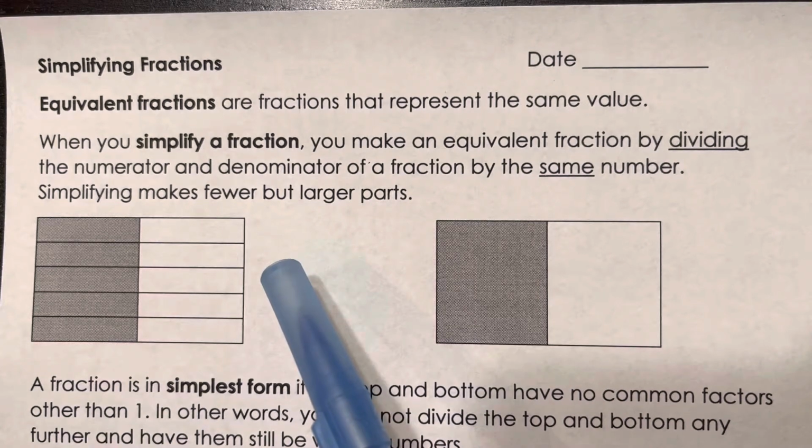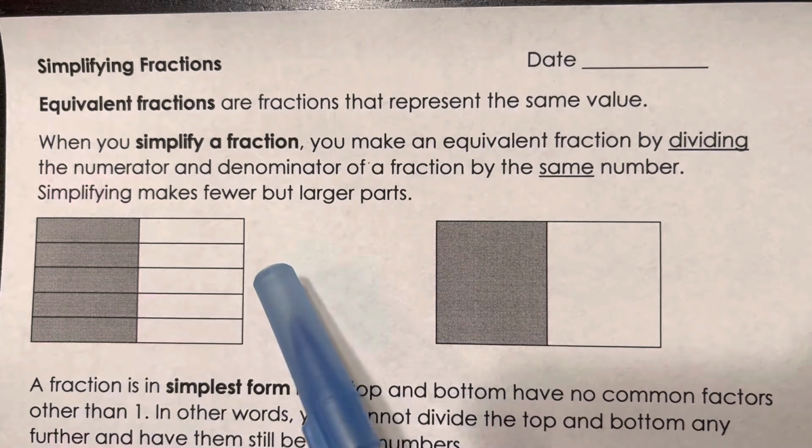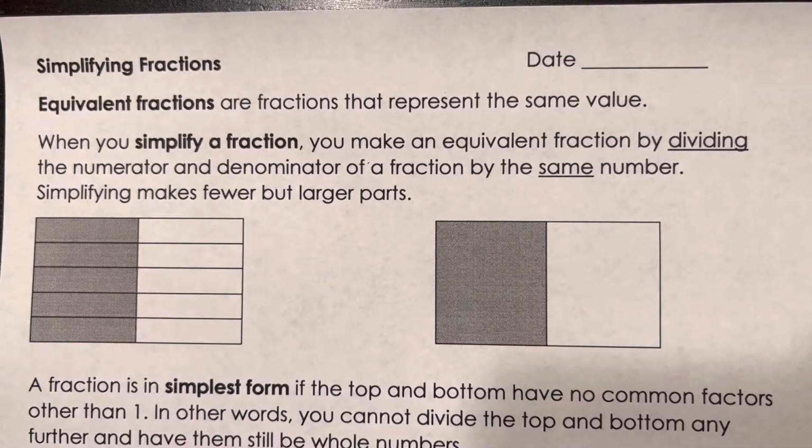We saw in great detail that to create equivalent fractions, you can multiply the numerator and denominator by the same digit, or you can divide the numerator and denominator by the same digit. So when you simplify, you're not really changing the size of it, you're just making fewer but larger parts. So I have a little visual example here for you.